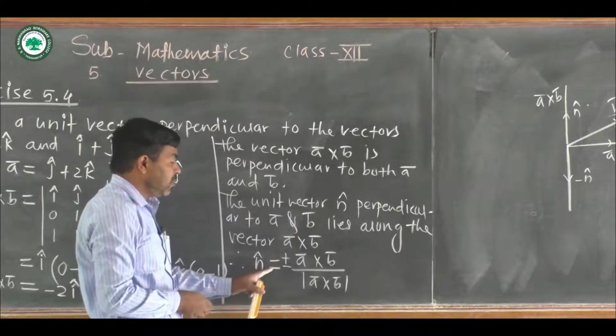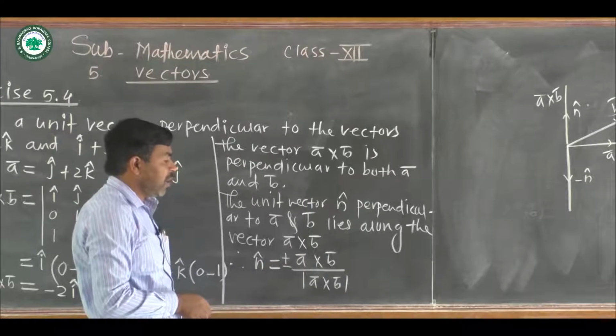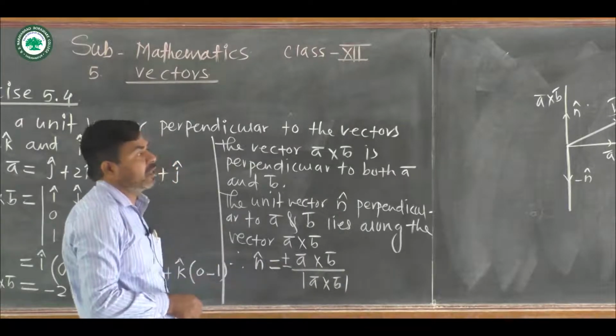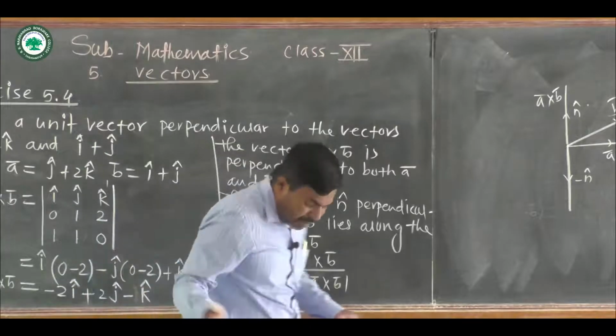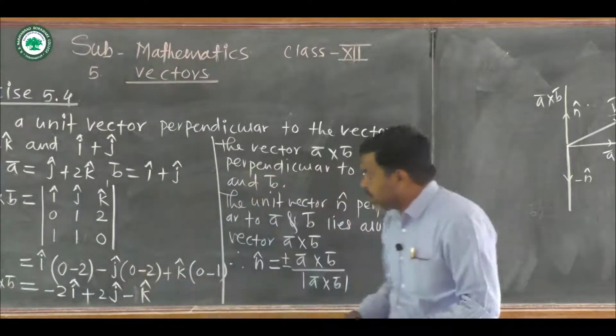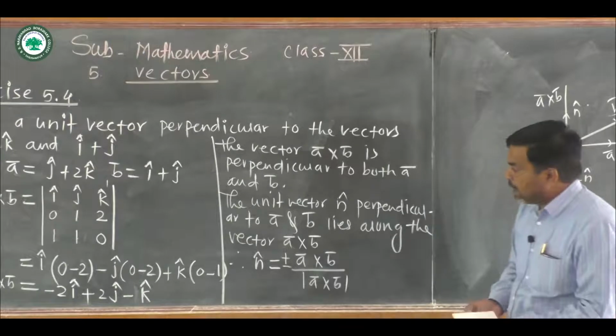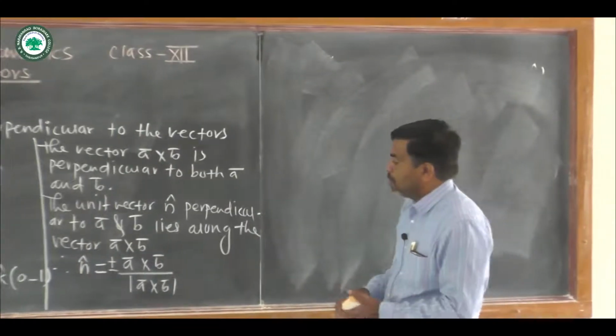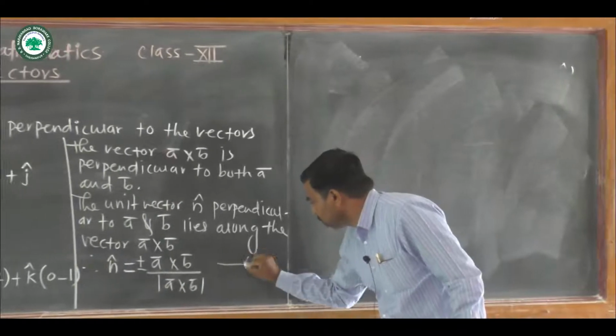So n cap is equal to plus or minus A bar cross B bar divided by magnitude of A bar cross B bar. Now A bar cross B bar is here, that is minus 2 i cap plus 2 j cap minus k cap. Only we have to take the magnitude of A bar cross B bar. Give this equation number 1.